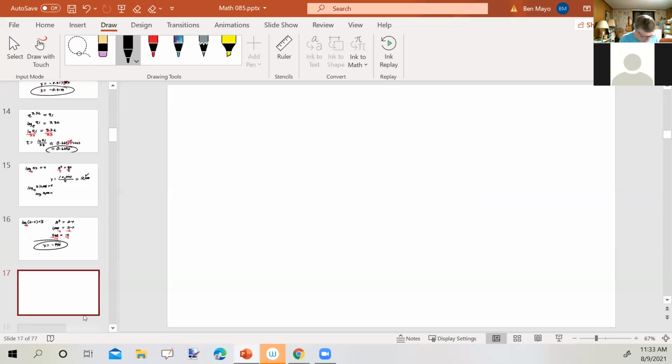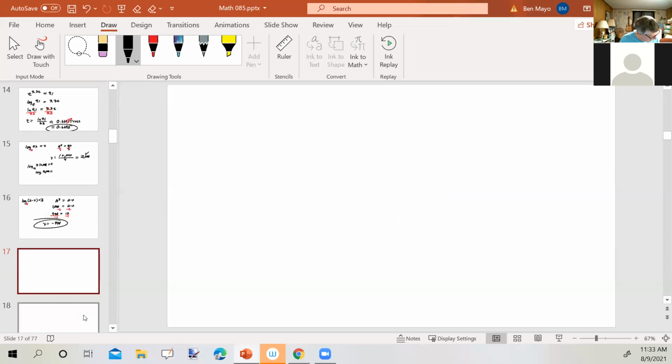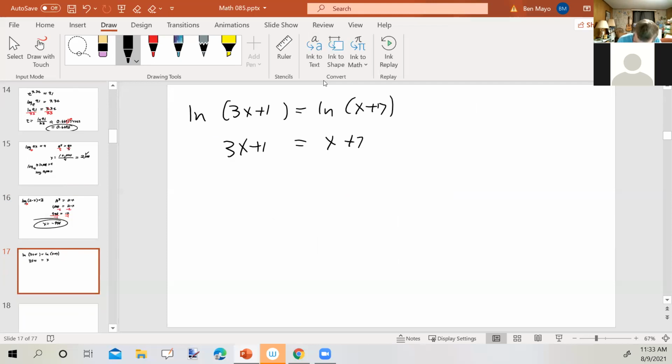All right, how about this one? We've got the natural log of 3x plus 1 equals the natural log of the quantity x plus 7. Well, since we're taking the natural log of both sides of the equation, the quantities inside parentheses can be set equal to each other because on both sides we've got the natural log. And there's a way to go through all that, but that's beyond the scope of this class, so we'll just stick with it at this point.